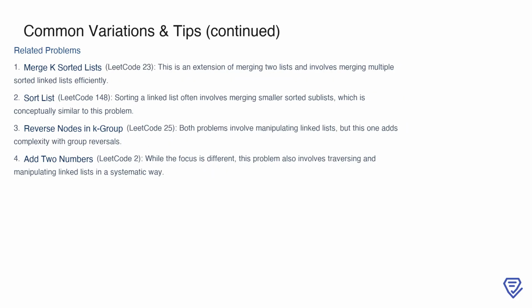Next, let's explore some related problems that build on similar concepts. One notable example is merge k-sorted lists from LeetCode 23. This is essentially an extension of merging two lists but requires managing multiple sorted linked lists efficiently, often using techniques like a priority queue. Another related problem is sort list from LeetCode 148, where the goal is to sort a linked list by merging smaller sorted sublists, a conceptually similar approach. Reverse nodes in k-group from LeetCode 25 also ties into this topic, as it involves linked list manipulation, albeit with added complexity like reversing groups of nodes.